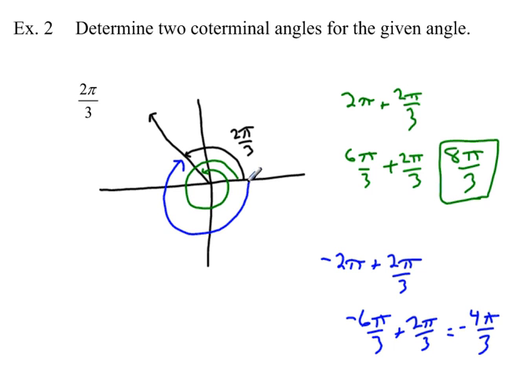Which, if you think about it, we're going negative 4/3 of the way past this line. So 3/3 would be to this line, 1/3 more. There's another coterminal angle. There's an infinite number of coterminal angles. This is how we can find 2 of them.